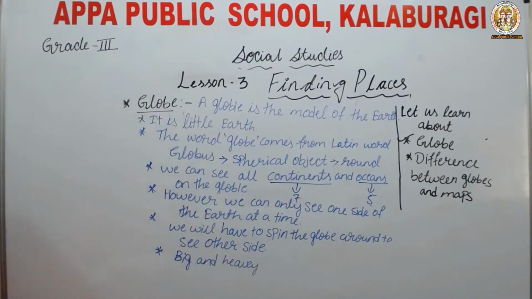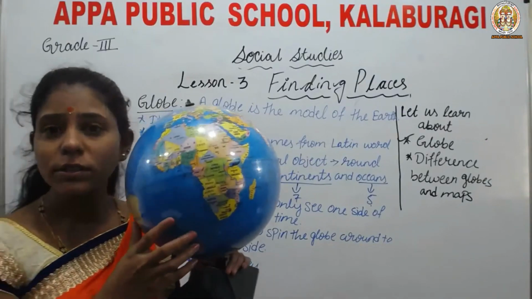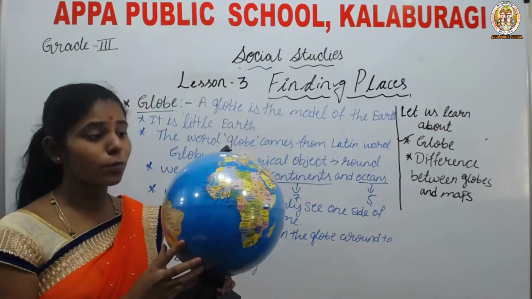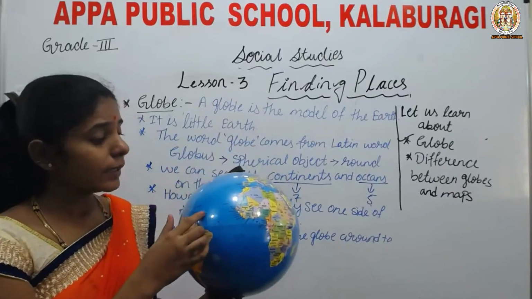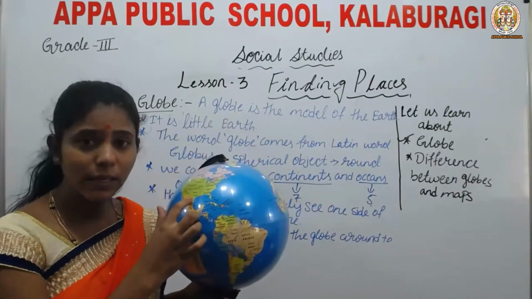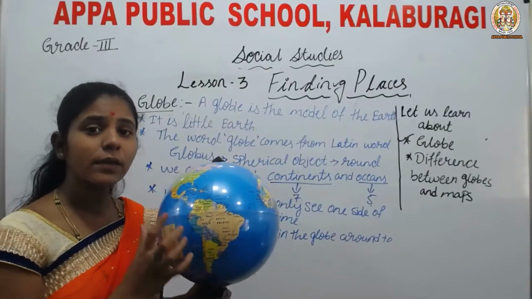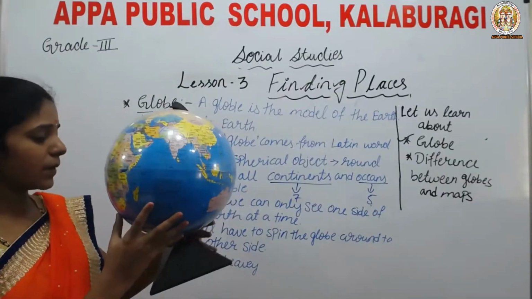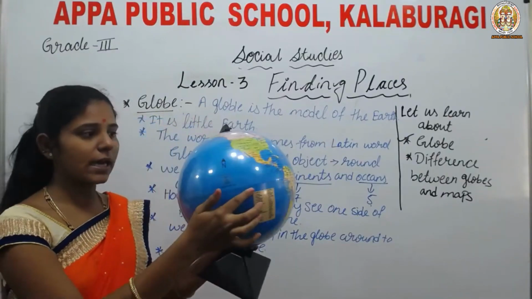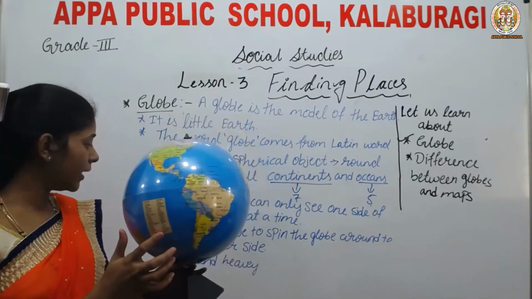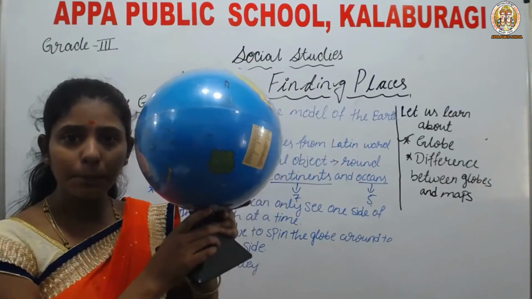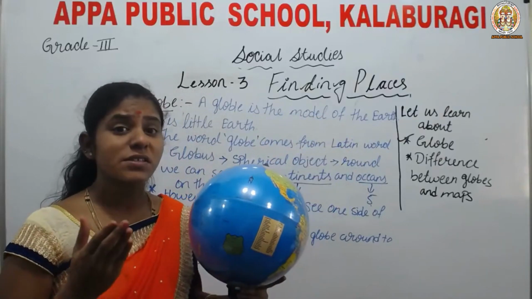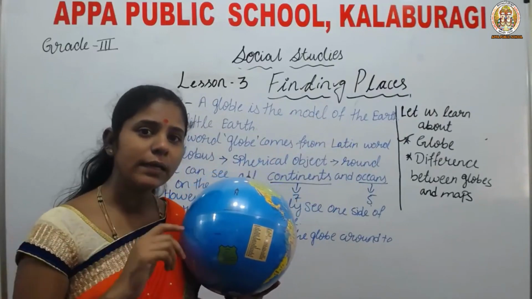Do you all know what this is? Yes, this is a globe. The blue part is ocean, and the colored part is the continents. We can only see one side of the earth, but when we spin this, we can see all sides. The globe is big and heavy. It is difficult to carry from one place to another, which is why people use maps while traveling.